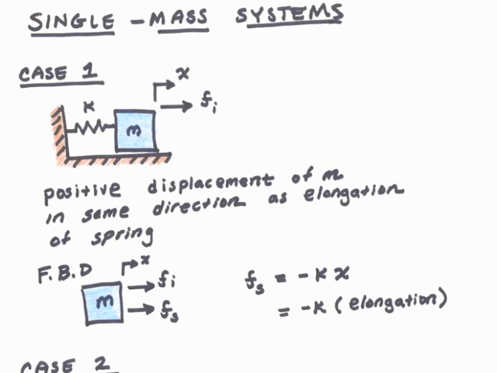Now, since I've chosen F sub s to be positive for a force to the right, and I've chosen x to be positive for a displacement to the right, then the relationship between these variables must be F sub s equals minus kx, because if the spring is deformed in the positive direction, that is, to the right, then I know the spring force must be acting to the left and must be negative. So in this case, I know F sub s is minus k times the elongation of the spring.